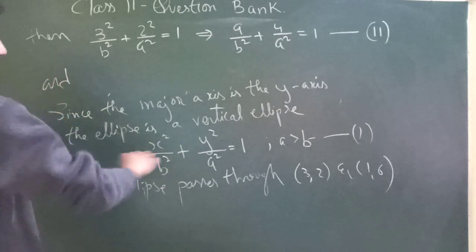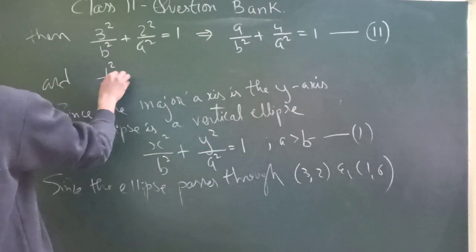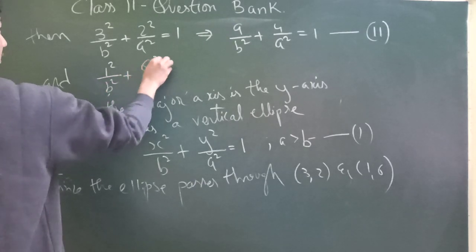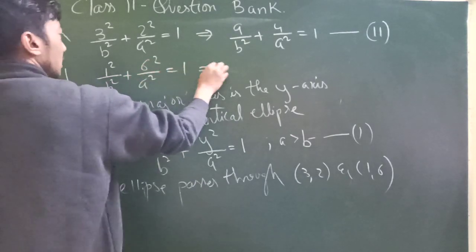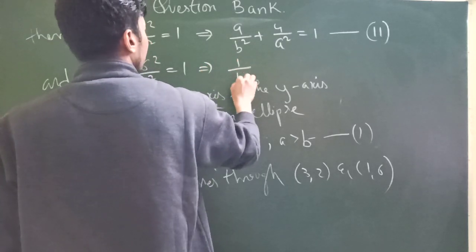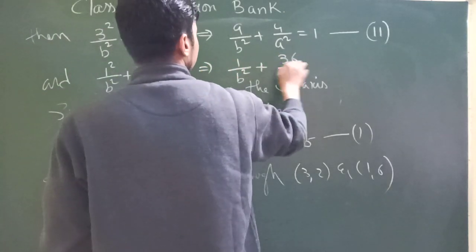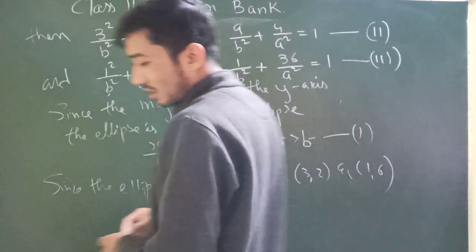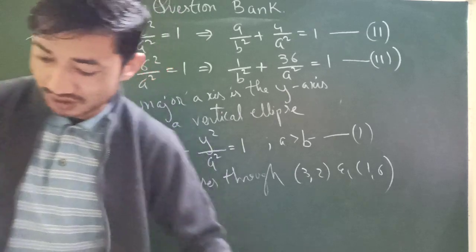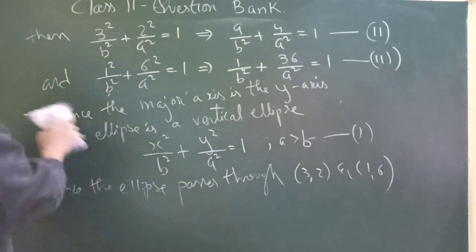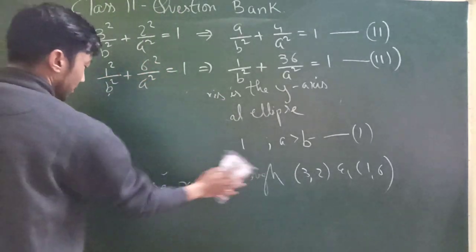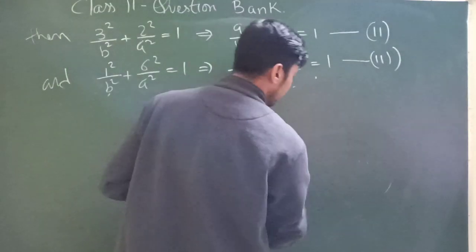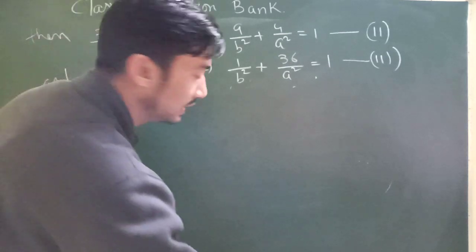And the second point is (1, 6). So that's 1 squared by b squared plus 6 squared by a squared is equal to 1. So that implies 1 by b squared plus 36 by a squared is equal to 1. That's our equation 3. So our job now is to solve these two equations and find out the values of a and b, and then get our required equation of the ellipse.